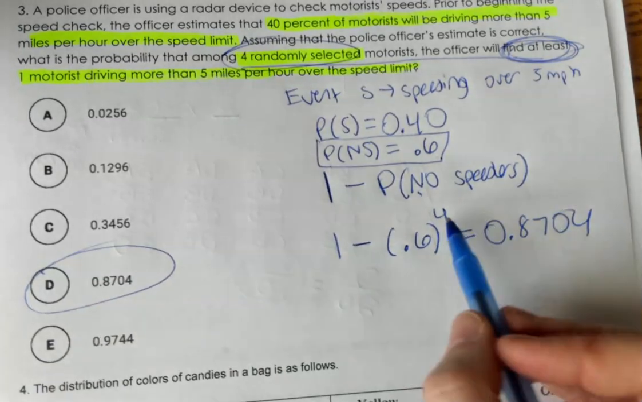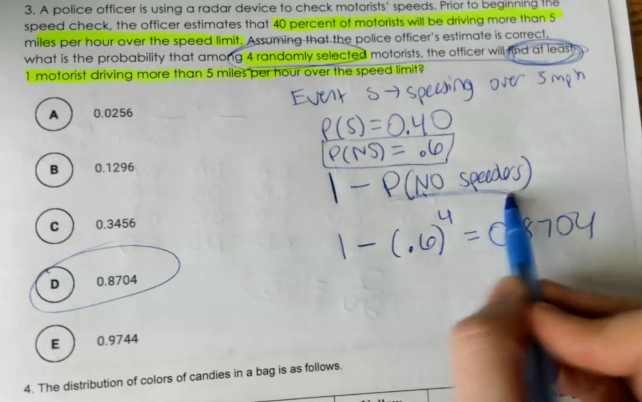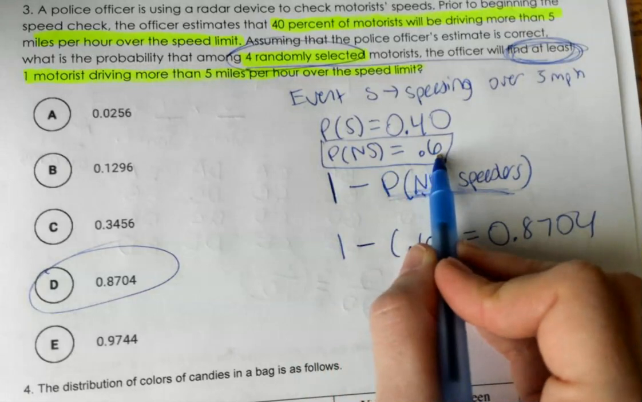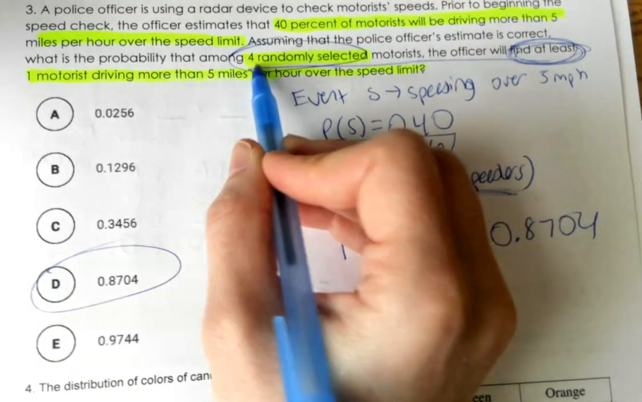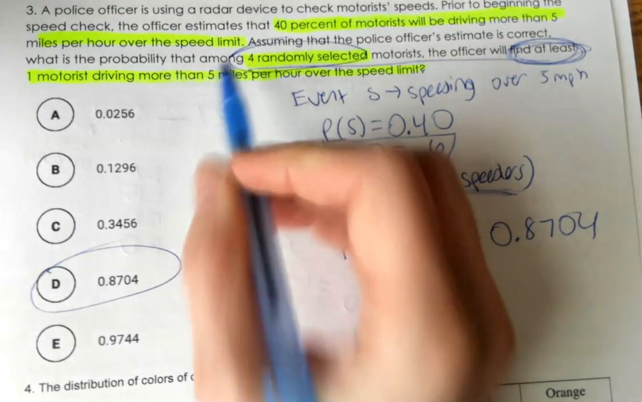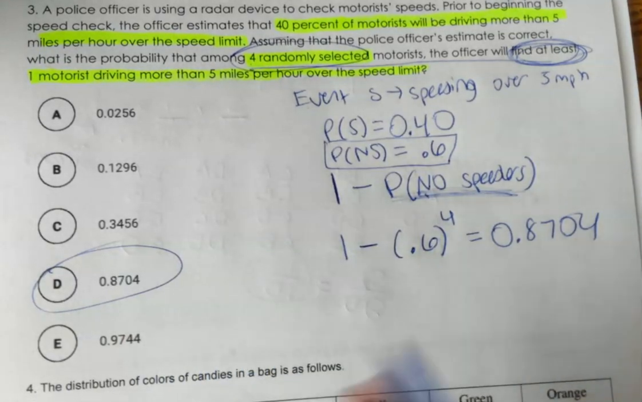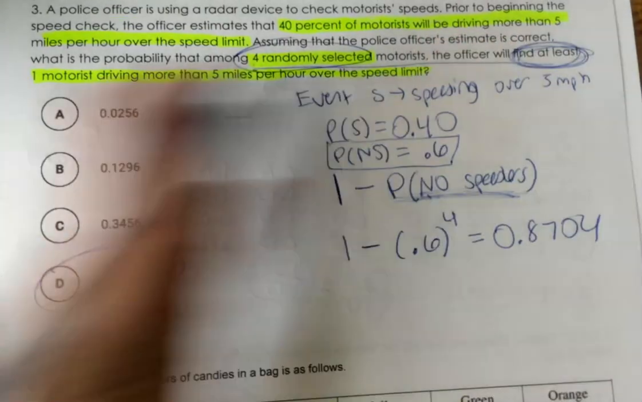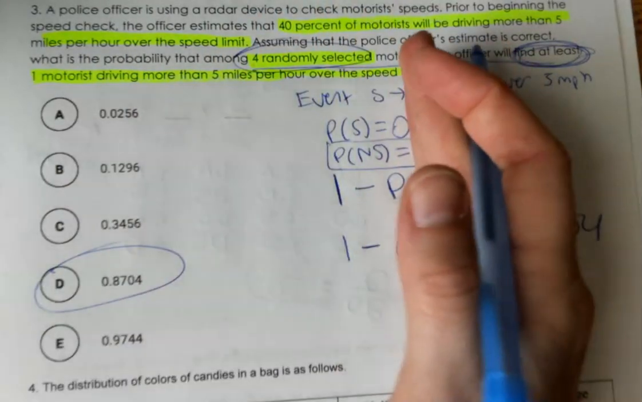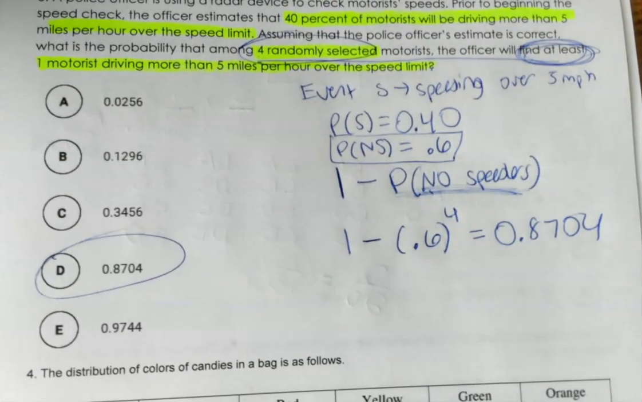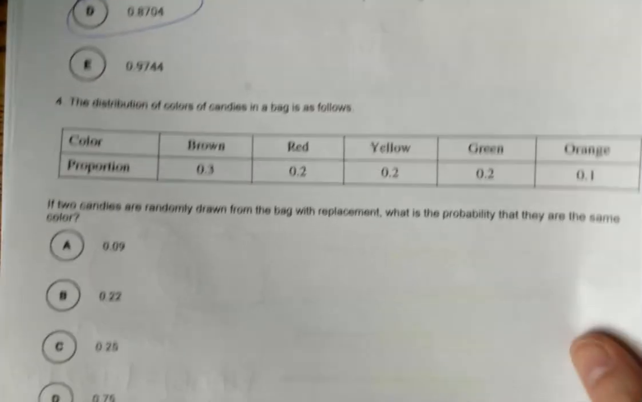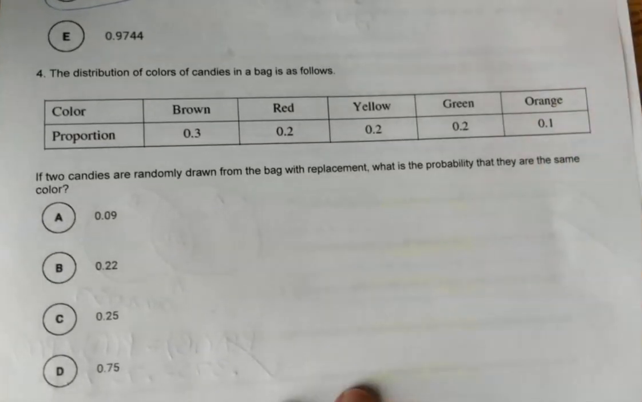So remember, we can find the probability of no one speeding at all by taking our probability of no speeding and raising it to the 4th power, because I have 4 randomly selected individuals. And the probability that they're all not speeding is multiplication. 0.6 times 0.6 times 0.6 times 0.6. All right, go ahead and try number 4.